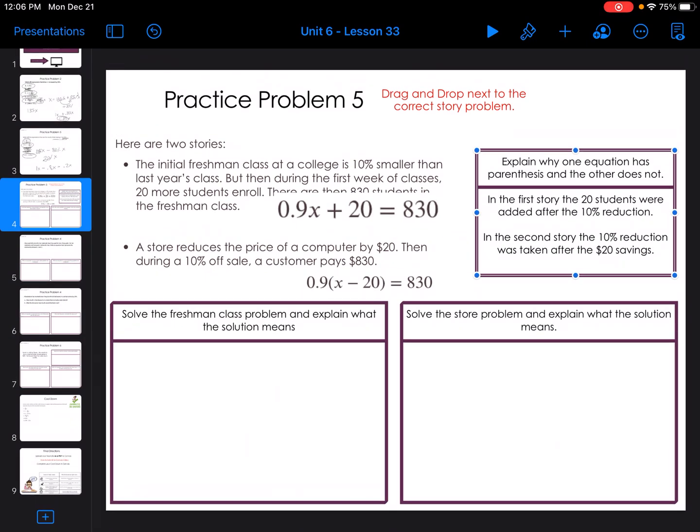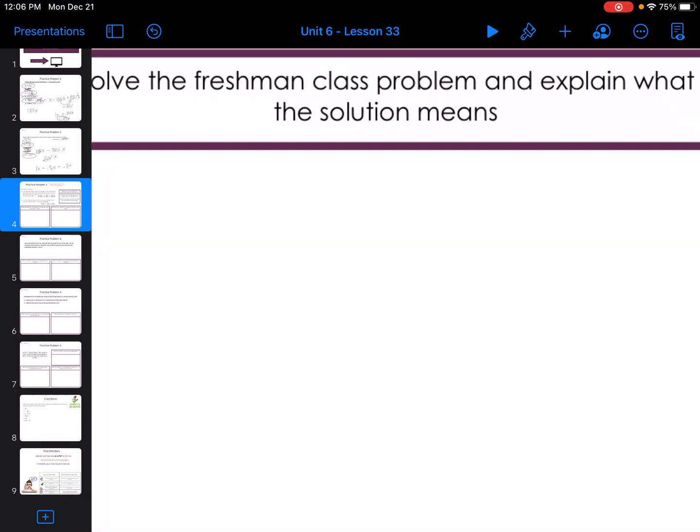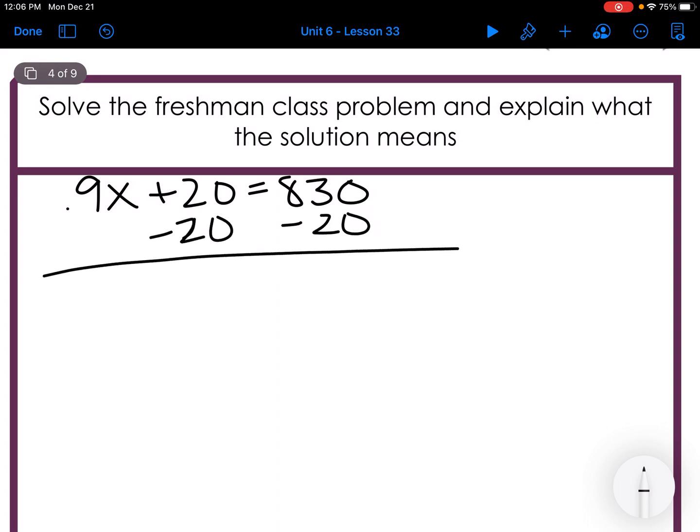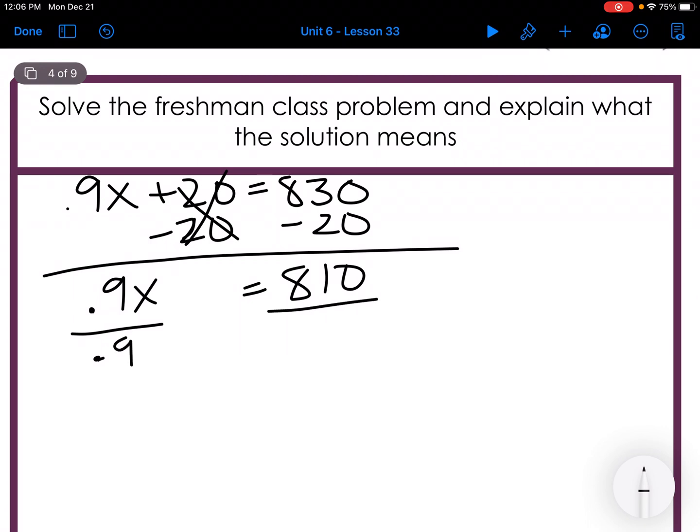All right, solve the freshman class problem and explain what its solution means. Okay. So I have 0.9x plus 20 equals 830. So I zero out first. So I'm getting rid of those 20 more students. So that's 810. So I have 9/10 x. So I want to figure out what it is for just one x. So if I multiply by 9/10, I'm going to divide by 9/10.